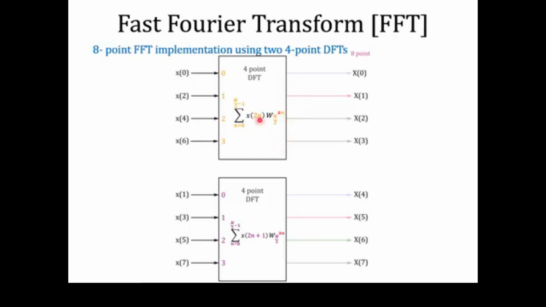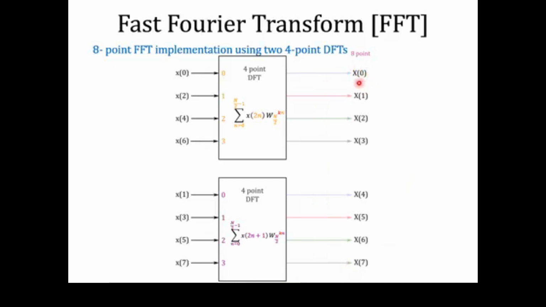So A of K will represent the first 4-point DFT outputs. Similarly, the output samples of the second 4-point DFT can be considered as B of 0, B of 1, B of 2, B of 3. So B of K will represent the second 4-point DFT outputs. Now our task is, with the help of these two 4-point DFT outputs, we have to construct a single 8-point DFT output.